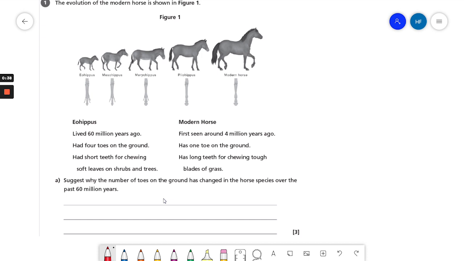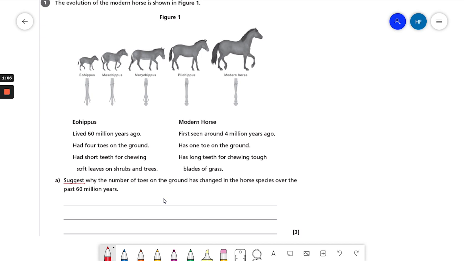So let's start by looking at the command word in the question. And the command word here is the word suggest. So this is an application question. So you might not have actually learnt about the evolution of a horse, and you might not have ever heard of an Eohippus. But don't worry, because this question is actually assessing your ability to apply your knowledge and understanding of evolution.